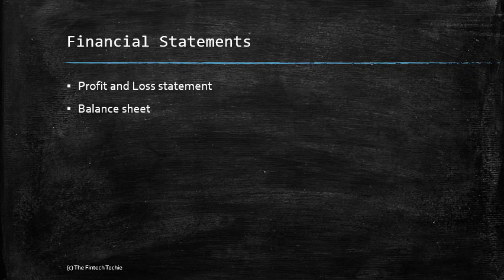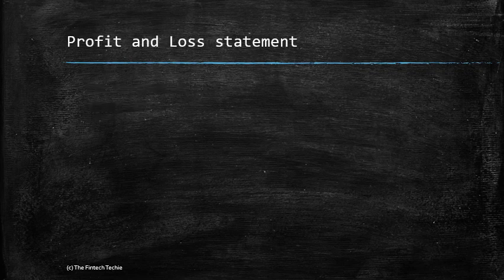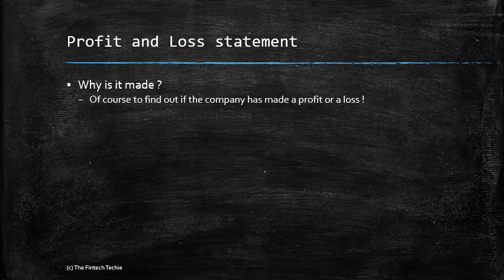Now let's look a bit deeper at the P&L statement, the profit and loss. So first, the obvious question, why is it made? Of course, as the name suggests, it is to find out if the company has made a profit or loss. And it is important for the investors and shareholders to know how the company is running. And secondly, it is a legal requirement, especially if you're a listed company.